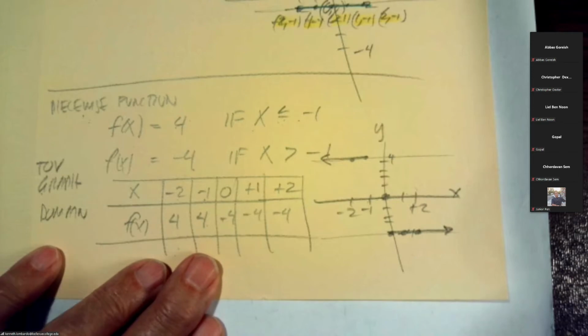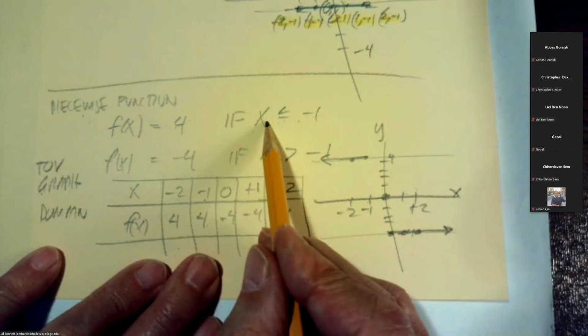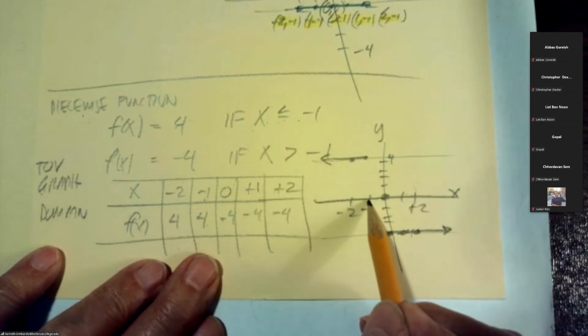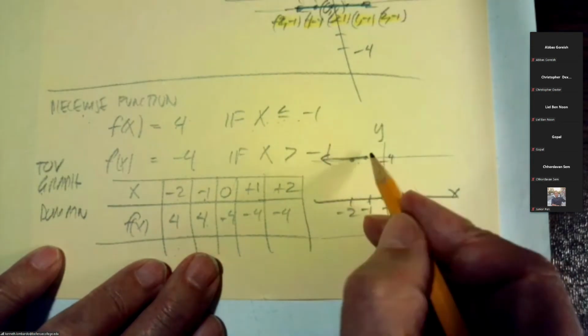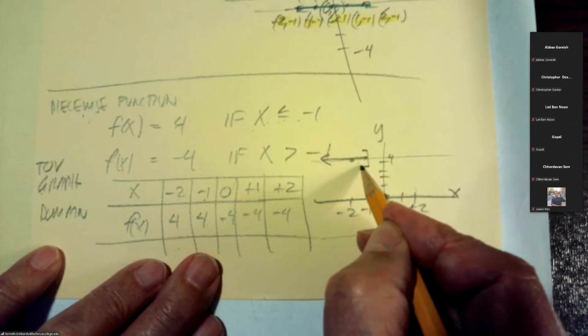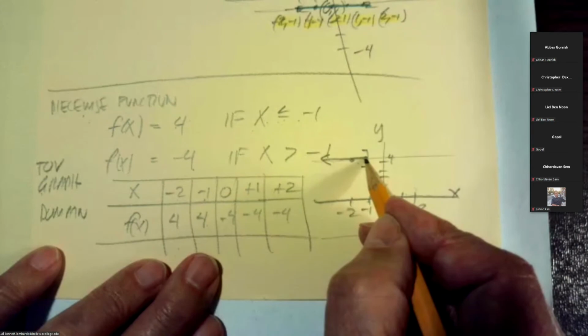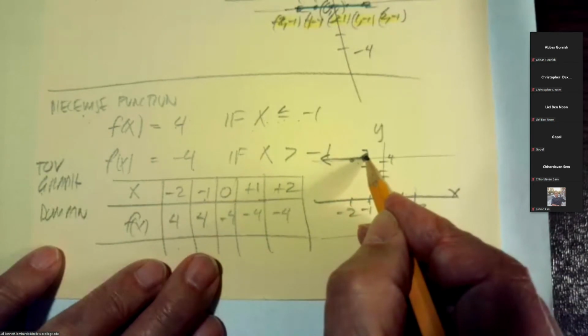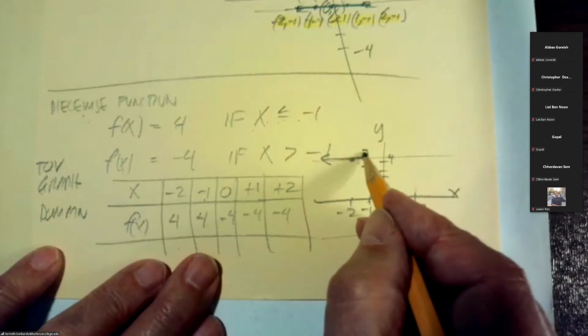The idea here is we're trying to say if this is less than or equal to -1 and it's 4, then we're going to have to indicate that somehow here. We're either going to have to put a bracket here that says this point is included, or color that circle in all the way that indicates it's included. But somehow we have to indicate that that's where it starts.